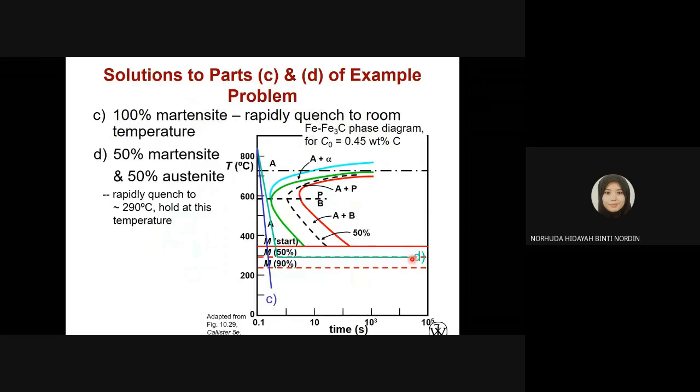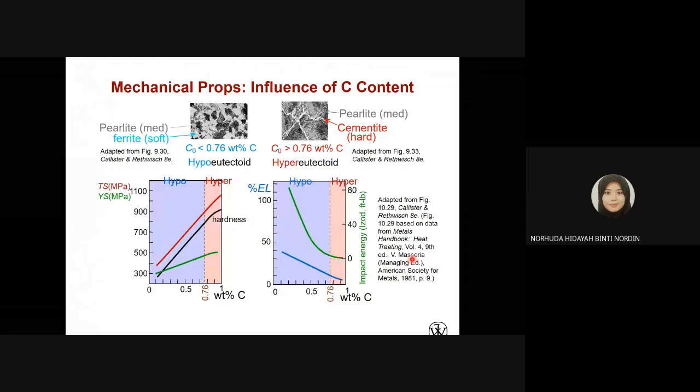This graph shows how to do a heat treatment for the steel to convert from one phase to another phase. This is how the properties of the steel, the mechanical properties, change with the carbon content.